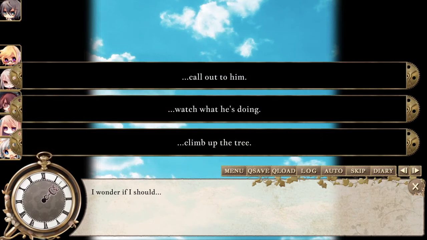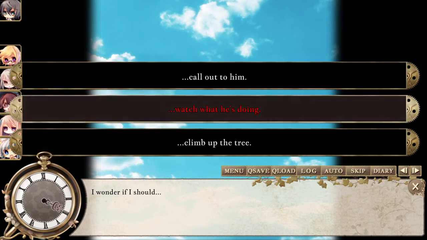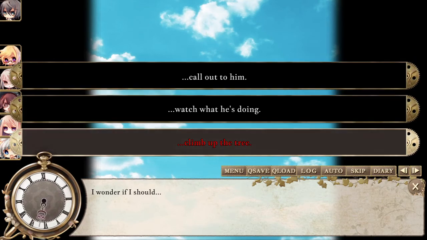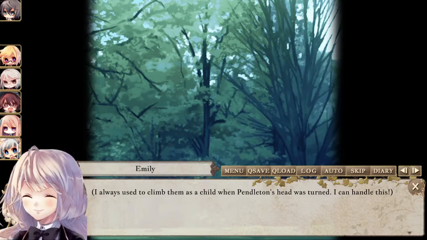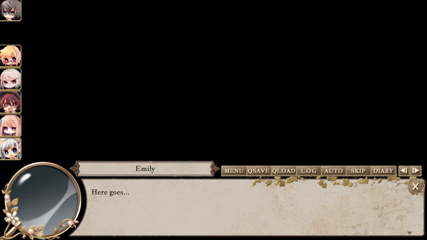I wonder if I should? I watched last time. Let's try climbing the tree. That's what I wanted to do last time. I couldn't resist any longer. Seeing him up there, I felt the overwhelming urge to climb up the tree myself. I always used to climb them as a child when Pendleton's head was turned. I can handle this. Here goes.